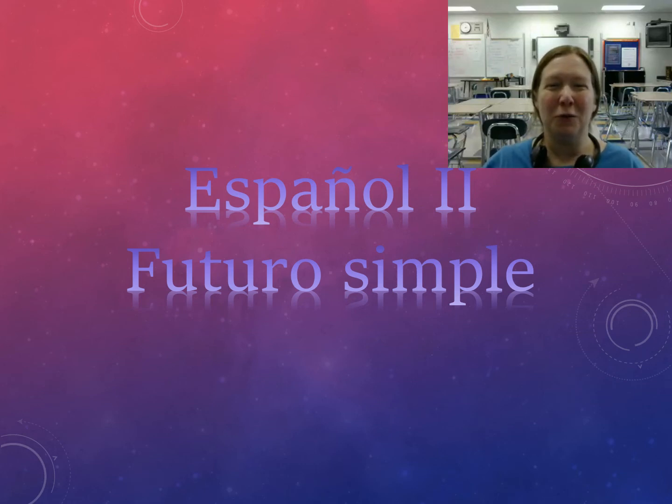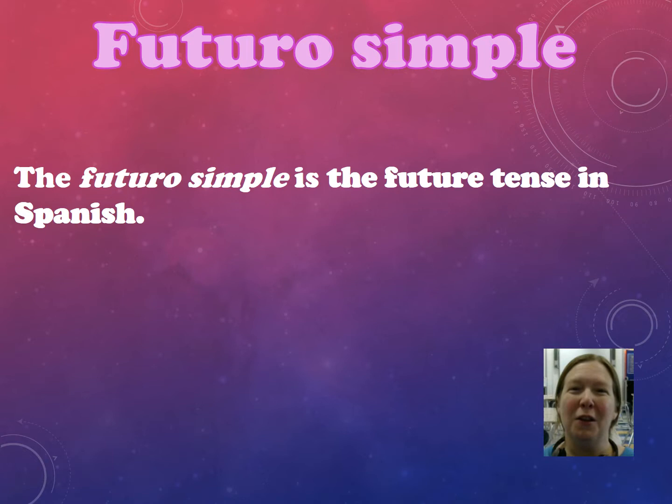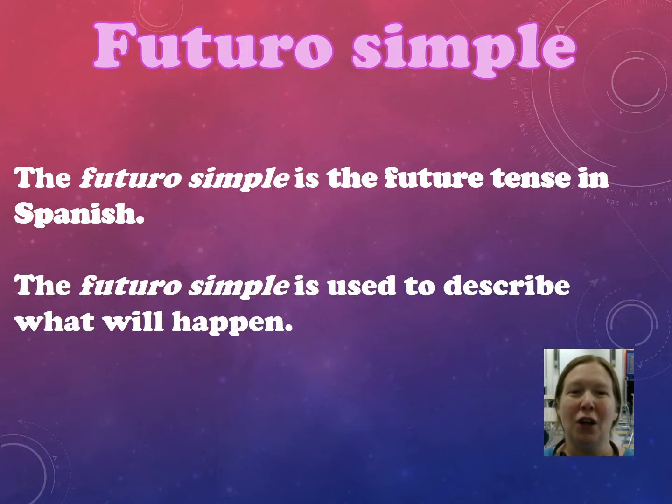Español 2, Futuro Simple. After an entire quarter of working with the present tense, over and over again, we are finally ready to move on to a new verb tense. So we are going to learn the Futuro Simple. The Futuro Simple is the future tense in Spanish. When you use it, you're using it to describe what will happen.